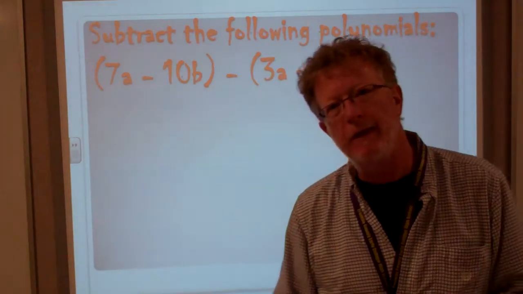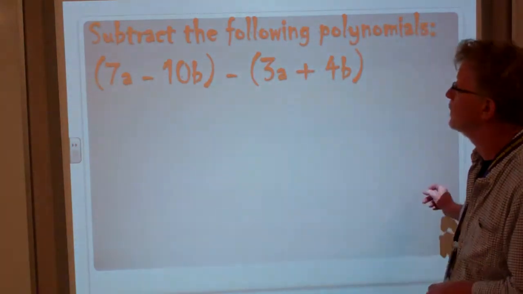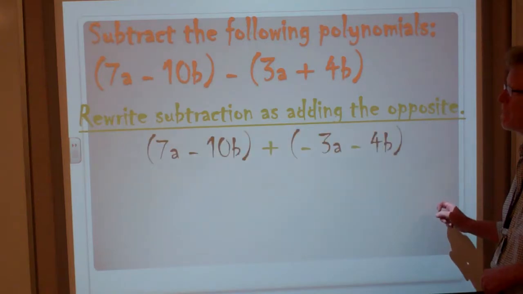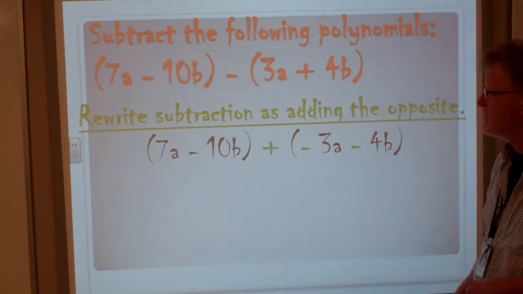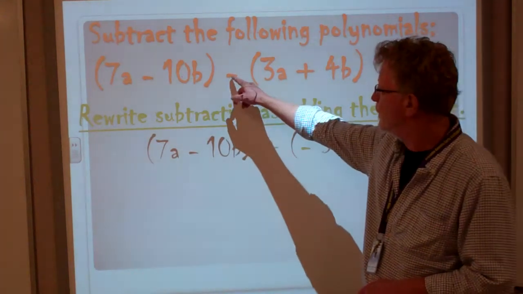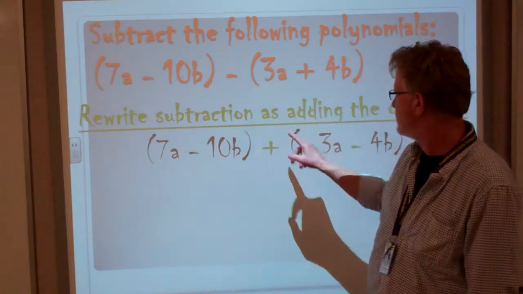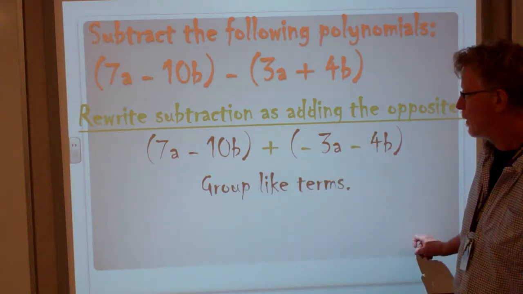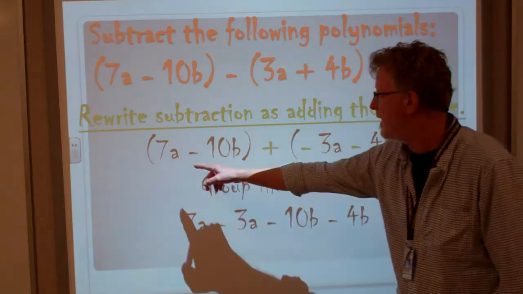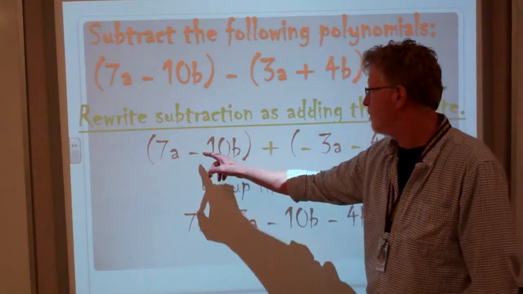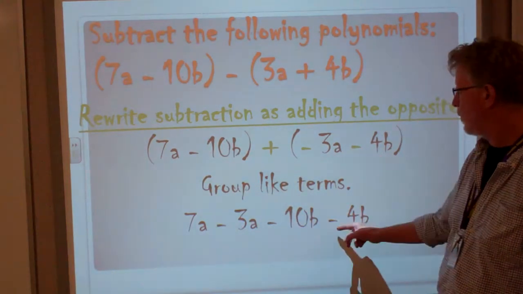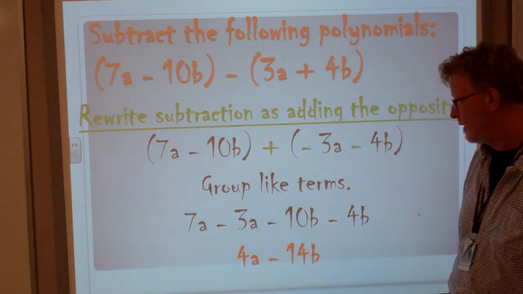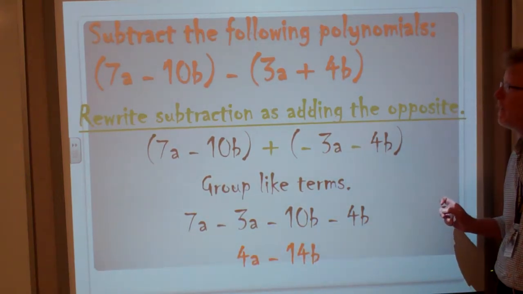Did you get her done? All right, let's see what we can do with this one. We're going to rewrite by adding the opposite. So we have 7a minus 10b. Now you see we switch the negative to a positive, the positive to a negative, and the positive to a negative. We're going to group like terms. 7a minus 3a minus 10b minus 4b. And I hope you can solve it at this point, and you will end up with 4a minus 14b.